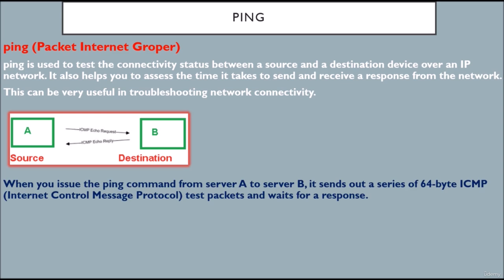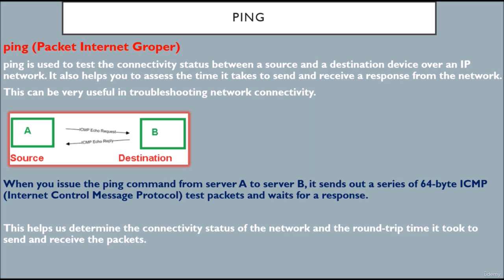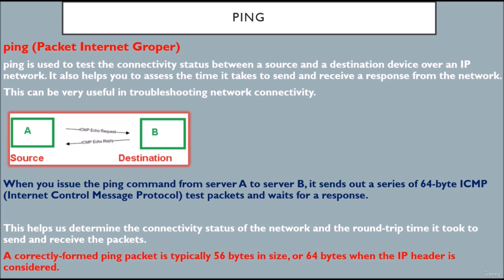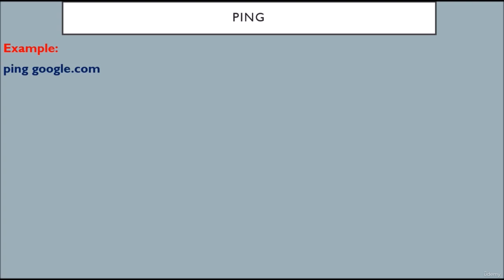If you look at this diagram, when you issue the ping command from server A to server B, it sends out a series of 64-byte ICMP test packets and waits for a response. This helps us determine the connectivity status of the network and the round-trip time it took to send and receive the packets. A correctly formed ping packet is typically 56 bytes in size, or 64 bytes when the IP header is considered. Let's look at some of the examples.